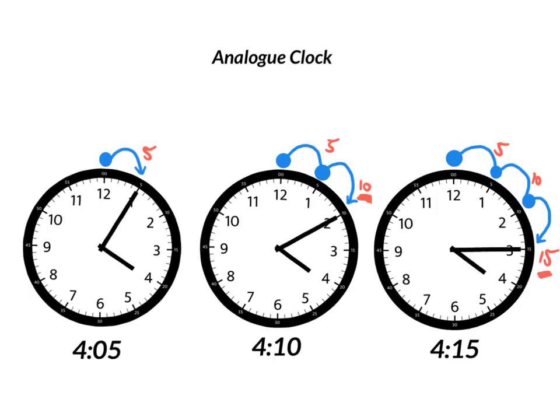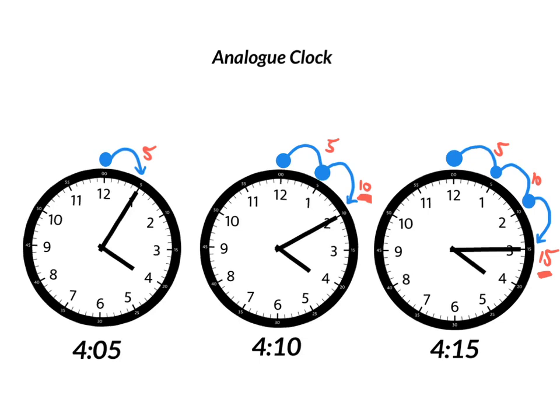Let's now have a look at this in action. Our first time is 4:05, 5 minutes past 4 o'clock. The minute hand has travelled 5 minutes. Our next clock shows 4:10 and has travelled another 5 minutes. Our minute hand has travelled another 5 minutes.